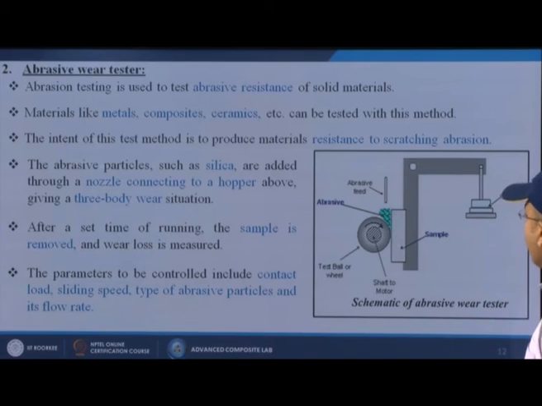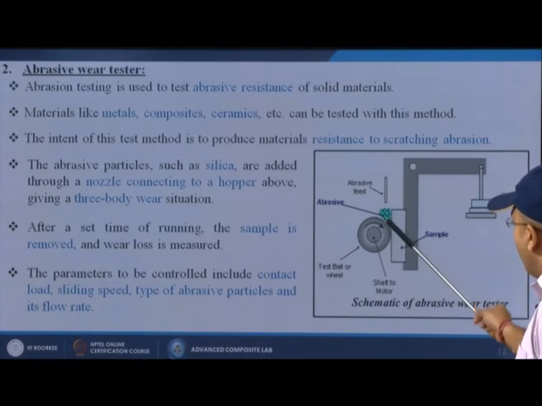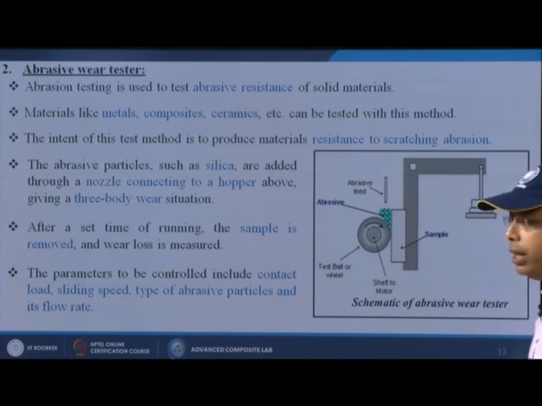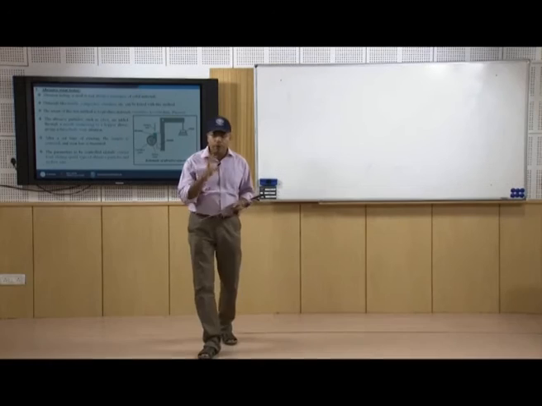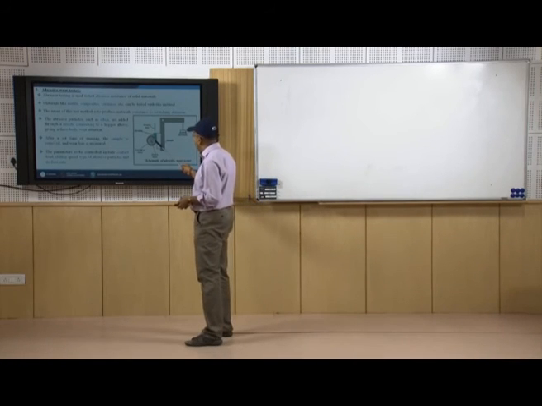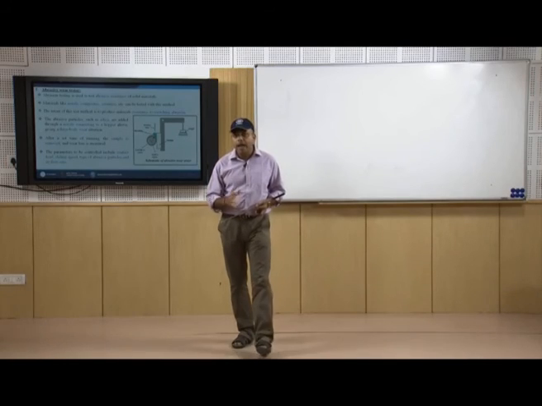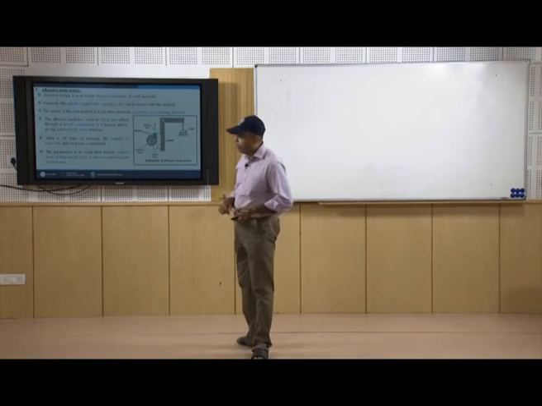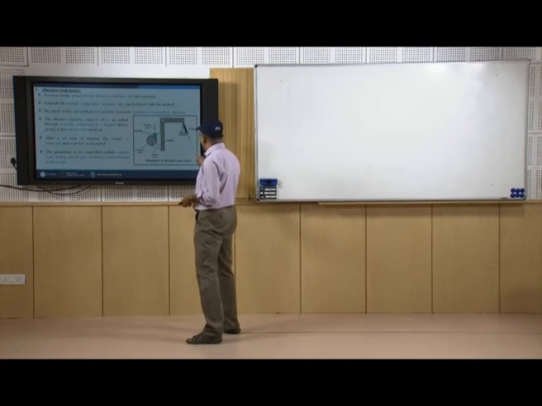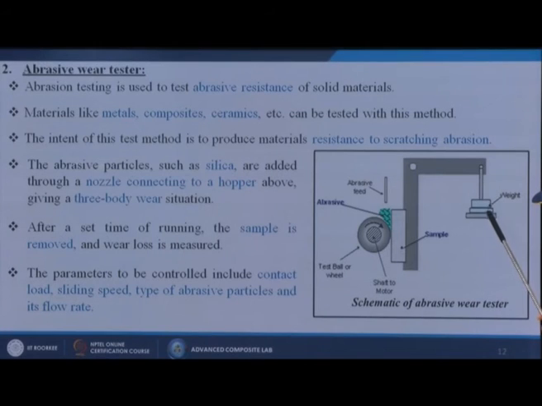So, simply, we have the sample in a square formation, then we have one test ball or wheel which is continuously rotating onto our substrate, and in between the test wheel and our sample we have some kind of abrasive feeder through which the abrasive particles come, and go in between the interface of the abrasive wheel and the test sample. Here also we are applying some kind of dead weight so that the sample can give a continuous normal load onto the abrasive wheel.